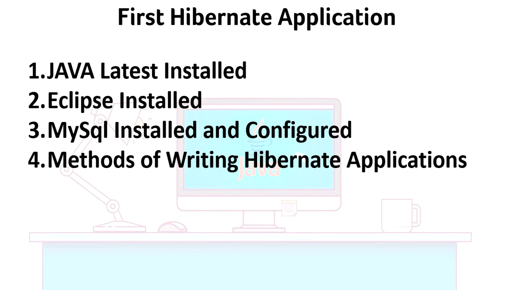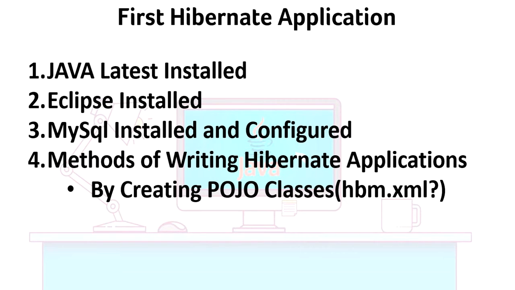Now the next is the method of writing a Hibernate application. Actually there are two methods by which you can write a Hibernate application. Before even starting I also got confused about which one to go for. The first method is creating the POJO class, which may have an hbm.xml for each model class it has. The next one is using annotation. As I said, before even starting, I was also confused about which one to go for.